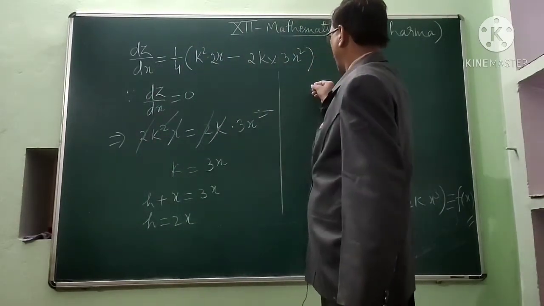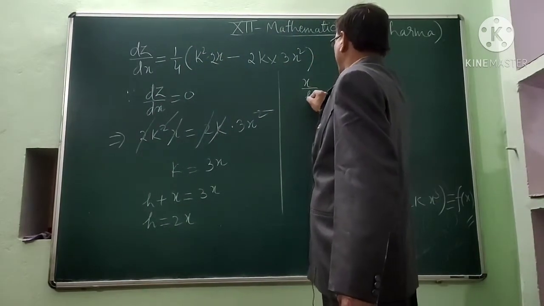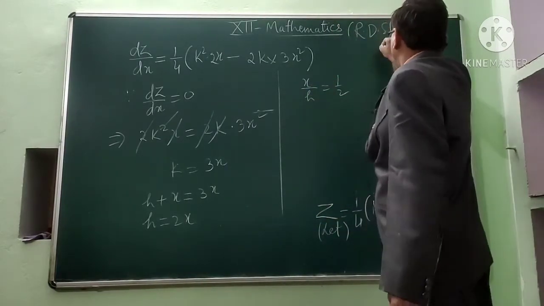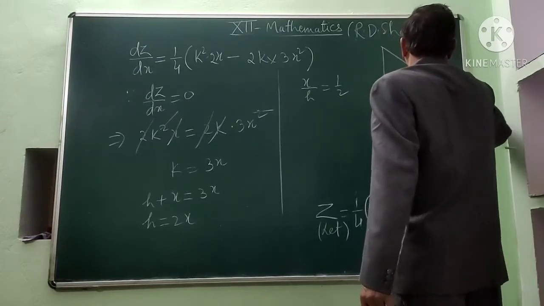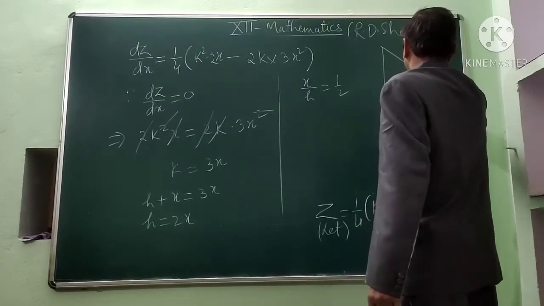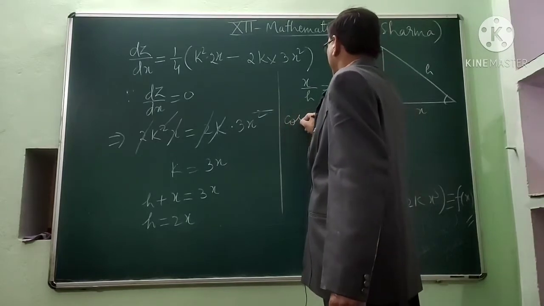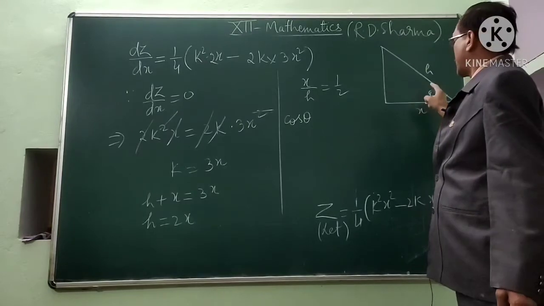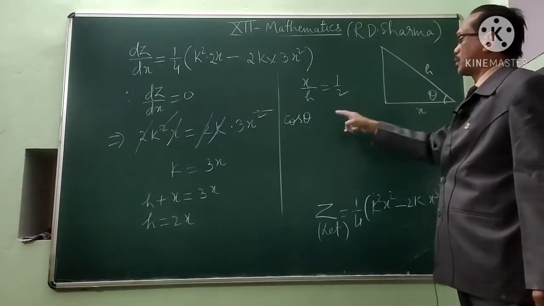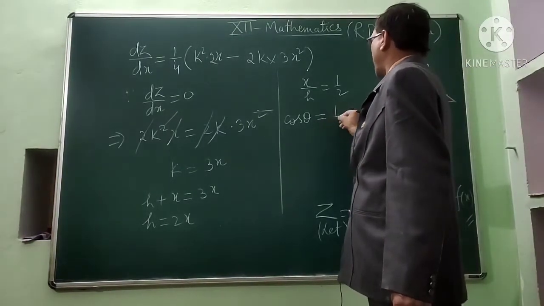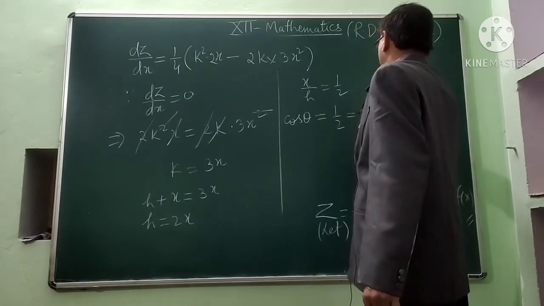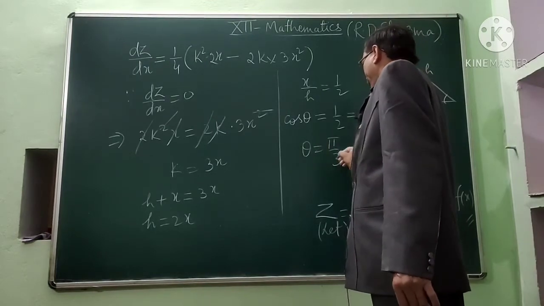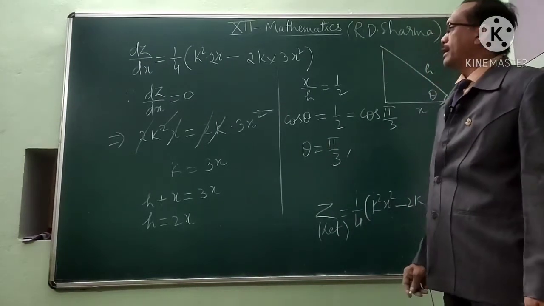From this x upon h equal to 1 upon 2, and x upon h, that is the base upon hypotenuse, is cos theta. If this angle is theta, then x upon h equal to cos theta. So cos theta is 1 by 2, which is the value of cos pi by 3. So theta equal to pi by 3 here. One part is proved here.